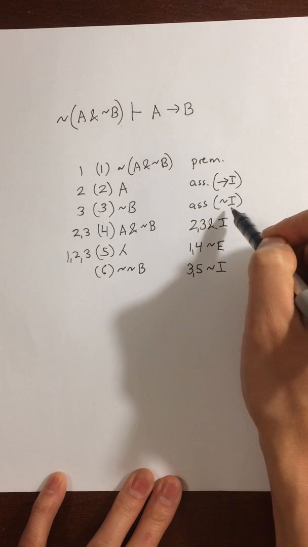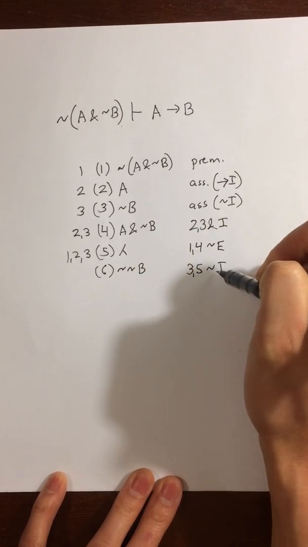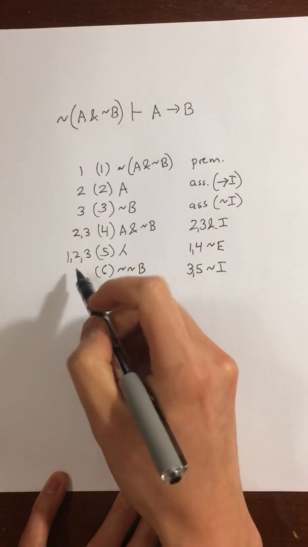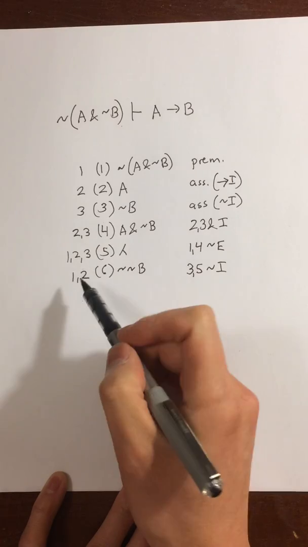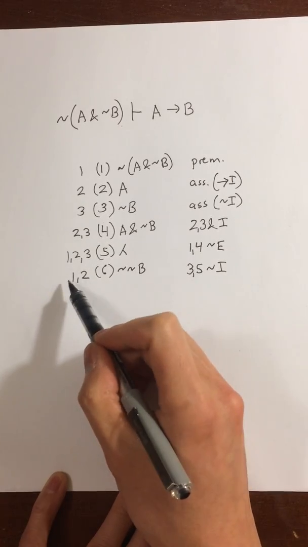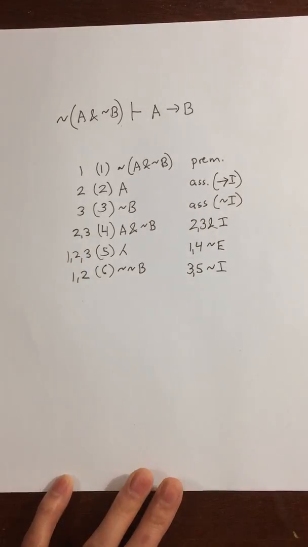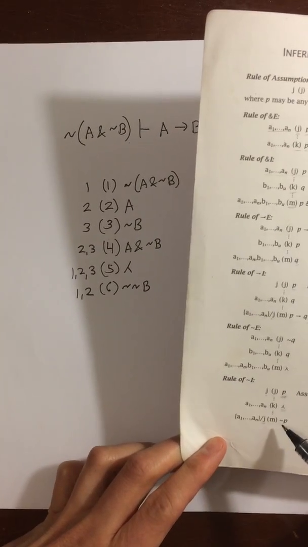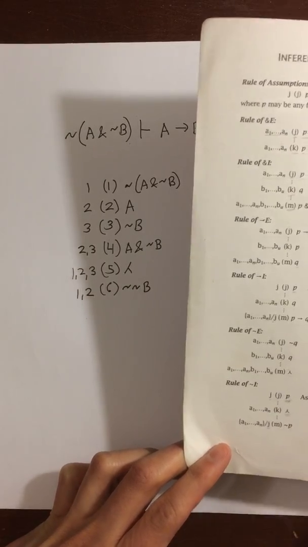Because this is a discharging rule, we use an assumption with a discharging rule, and so we must discharge 3. And so 3 remains outside of the dependency numbers. It should be 1, 2, and 3, but we exclude 3, just like what the rule says. The assumption is excluded.